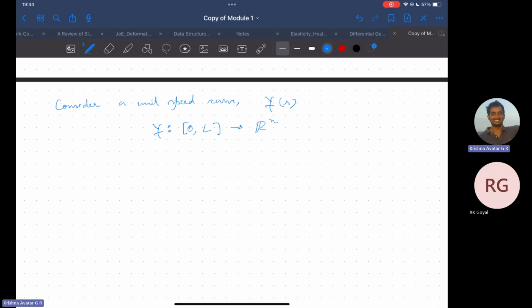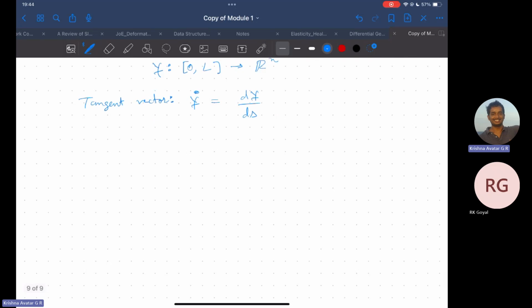Right. So once we have this curve, then we can define something called a tangent vector. So the tangent vector is gamma vector dot, which is just d gamma vector by ds. That's how simple it is.